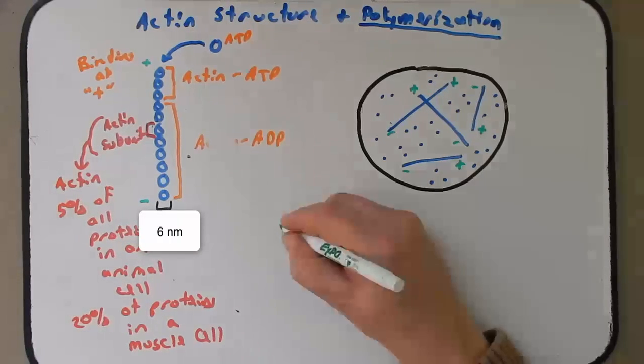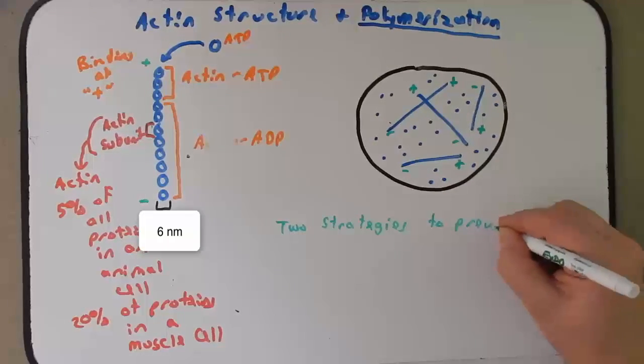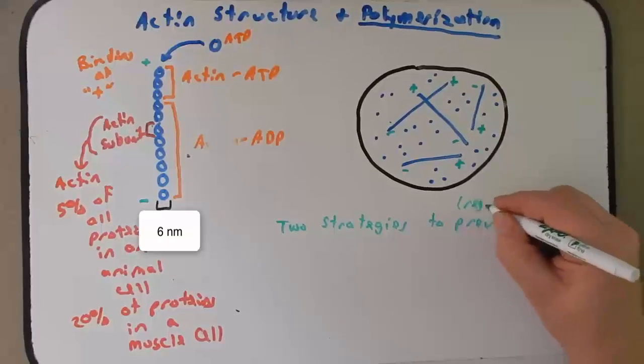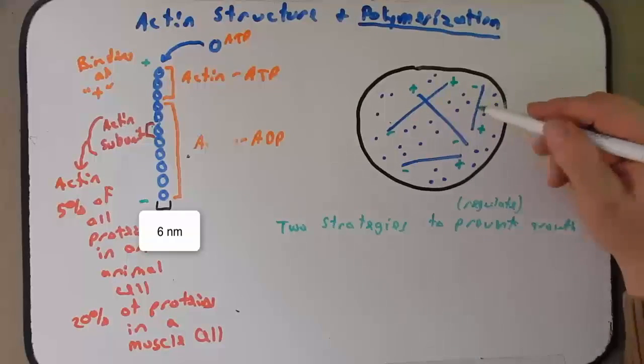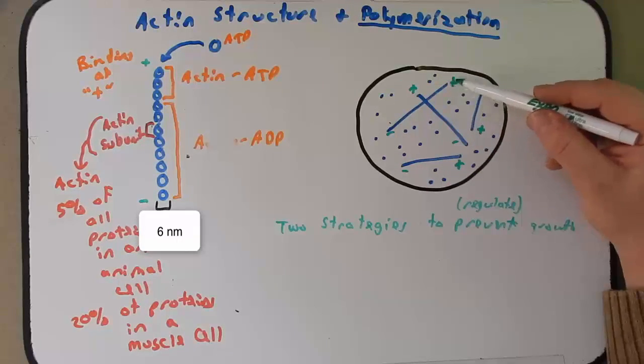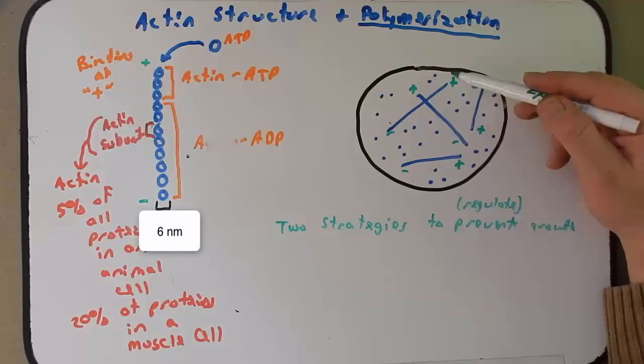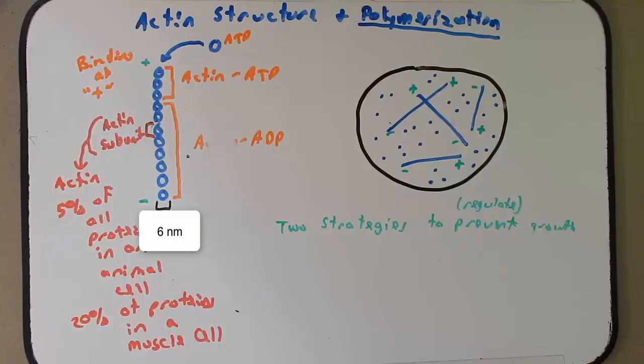but they don't. There are two strategies to prevent growth, or I might say to regulate growth, because it's ideal to have these subunits in the cytosol at all times so that when you want to grow the filaments, it's easy to grow them without having to make the proteins. But you don't want them always to add. So what do these cells do? As I said, there are two strategies.